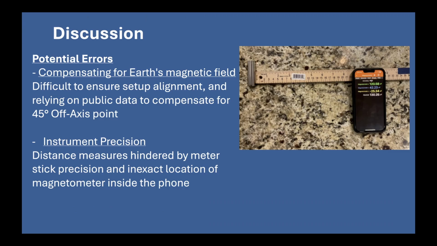Discussion. This experiment had several potential points of error, primarily associated with compensating for the Earth's magnetic field, as seen in the discrepancy between the 45-degree off-axis in the model and experimental measures. Moreover, the setup was also difficult to secure in the west-east direction. Lastly, the distance between measurements could have been hindered by the precision of the meter stick as well as the exact location of the magnetometer inside of the phone.